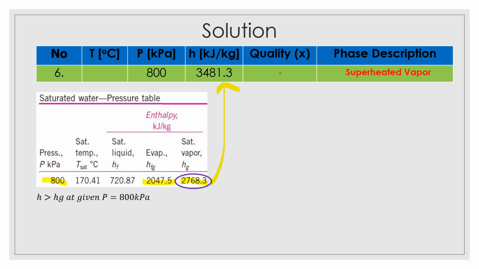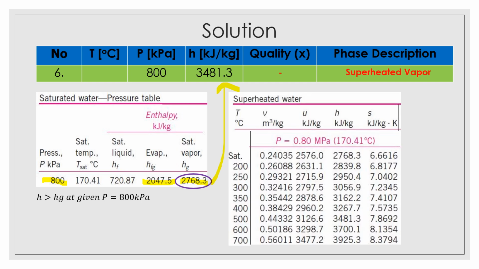And then after that, we need to determine the temperature. Knowing that the condition of the question is superheated vapor, we need to refer to the superheated water table to determine the value of T. Then just refer to P equal to 0.8 megapascal, equivalent to 800 kilopascal, and search at the enthalpy column for 3481.3, and then you can get your temperature, which is 500. As simple as that.